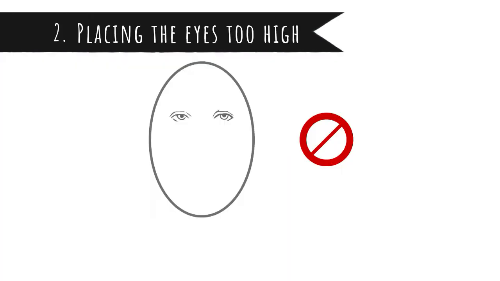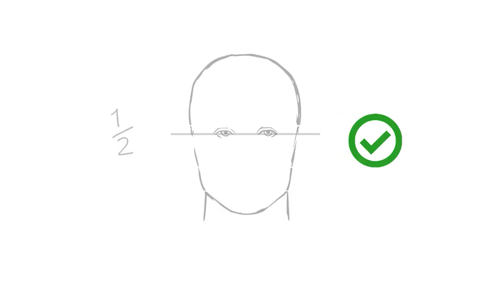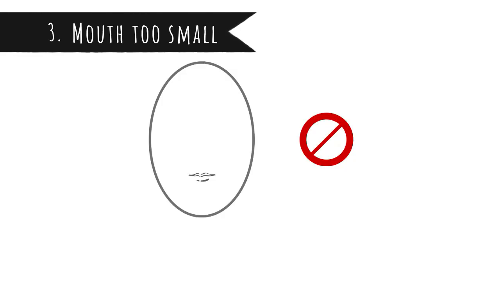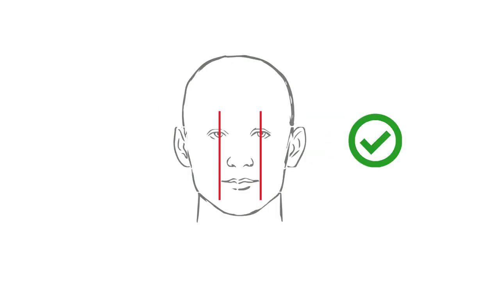Mistake number two that people often make is they place the eyes way too high in the face. Your eyes are exactly halfway in between your head. Mistake number three that people often make is they make the lips extremely small. Your lips are actually in line with your irises when you gaze straight to the front.